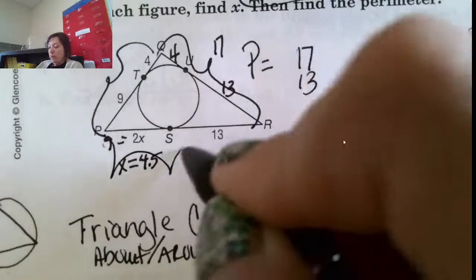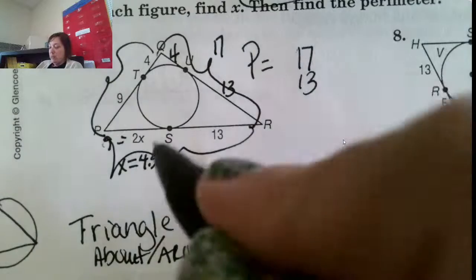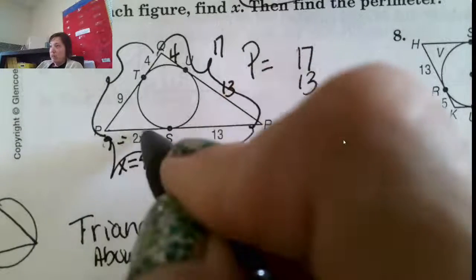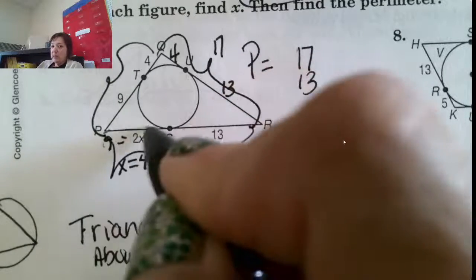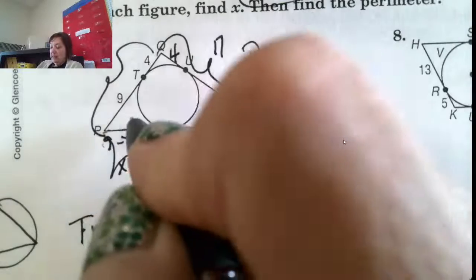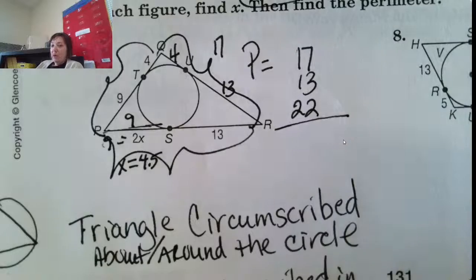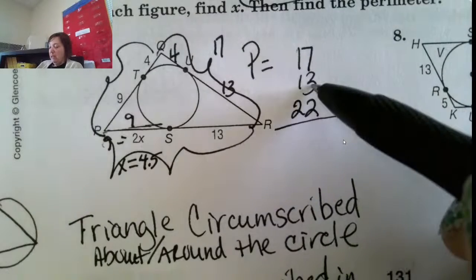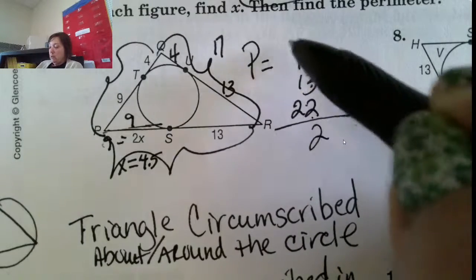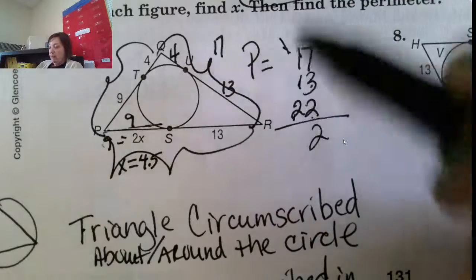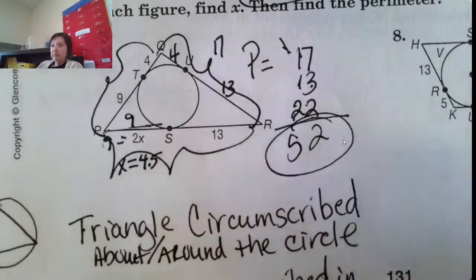Well, it's not going to be a 4.5 either. Remember, this piece right here is not 4.5. That's just what X is. How big is this piece? 9. So it's 22. So if we add those all up, we've got 52, just like Chris said. That's our perimeter.